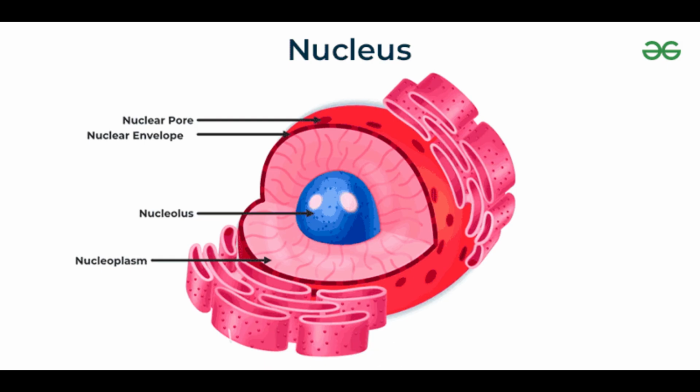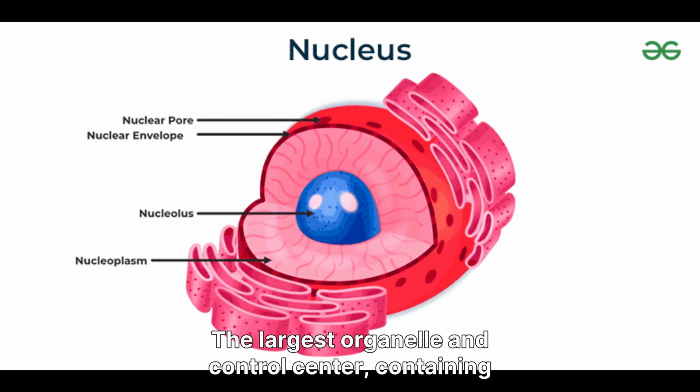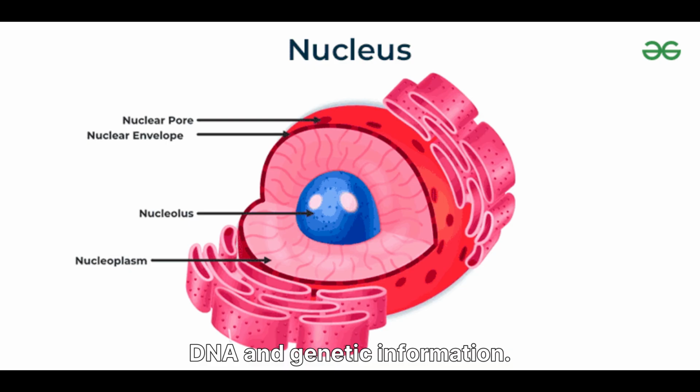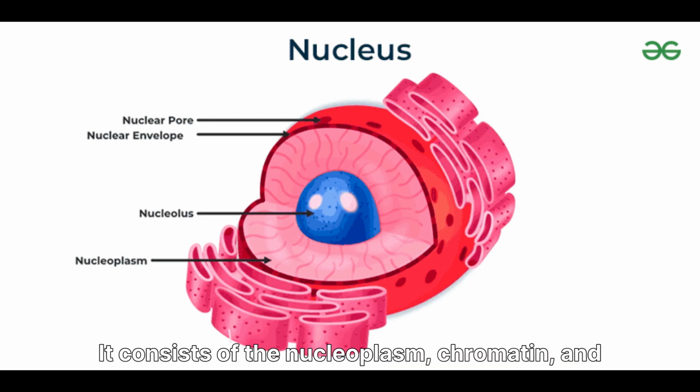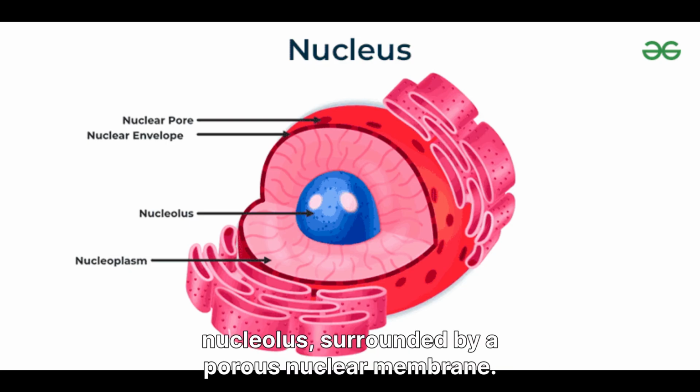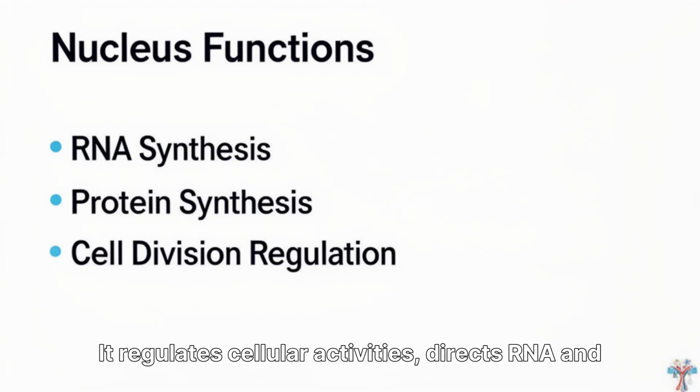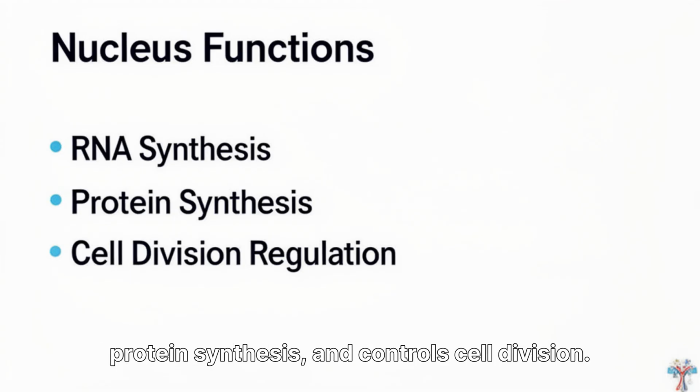9. Nucleus, the largest organelle and control center containing DNA and genetic information. It consists of the nucleoplasm, chromatin, and nucleolus, surrounded by a porous nuclear membrane. It regulates cellular activities, directs RNA and protein synthesis, and controls cell division.